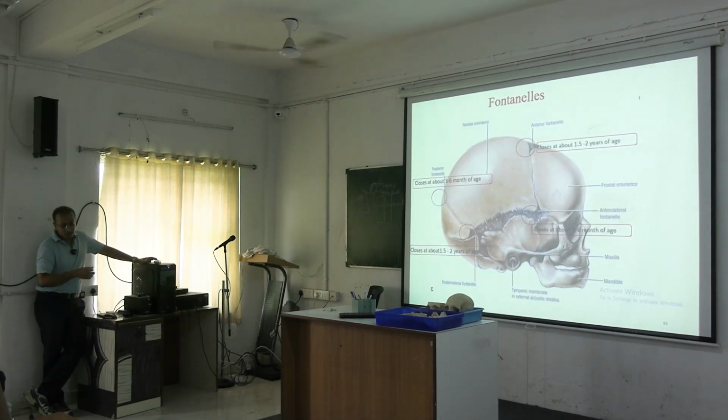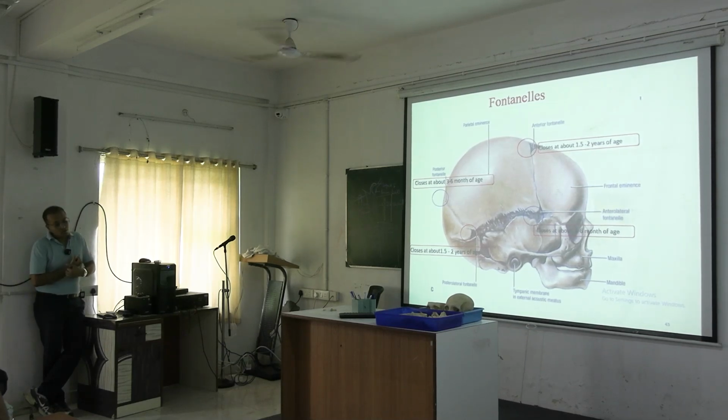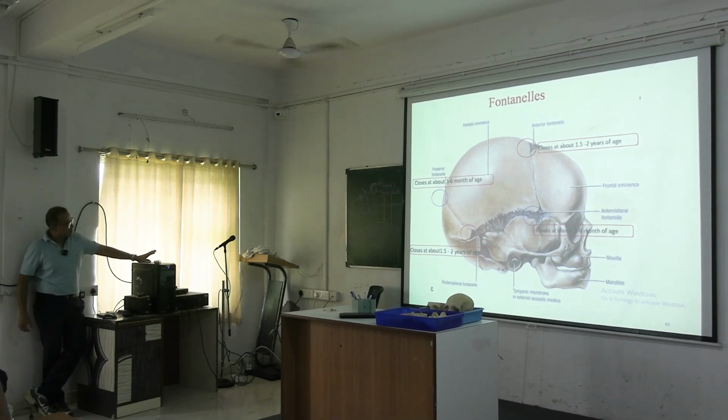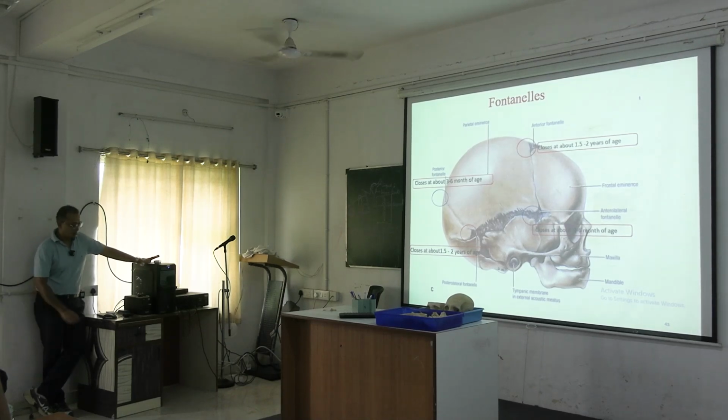Coming to the developmental or early age skull, we have gaps present in the skull. We call them fontanelles. They are present on the vertical and lateral aspects. There are 4, or on each side 1, 2, 3, 4 and 5, 6 fontanelles or gaps. Out of these, the most remarkable are the anterior and posterior cranial fontanelles.